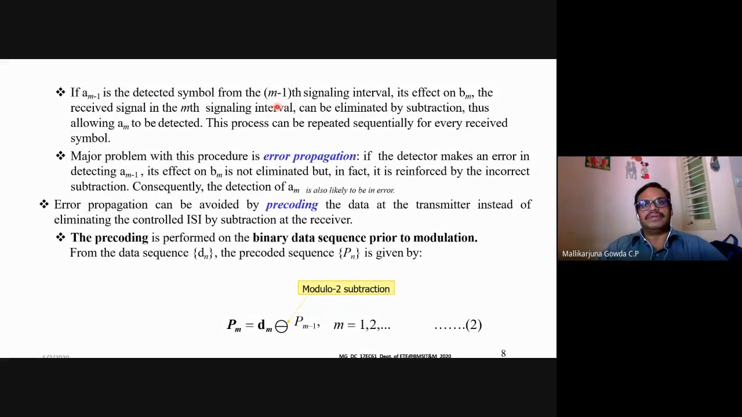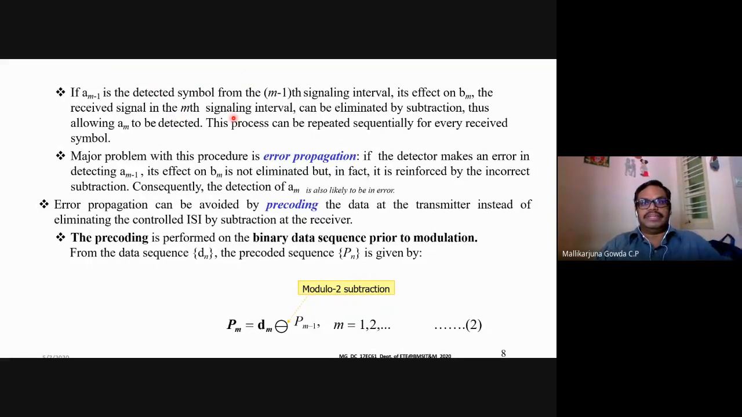the detected symbol from the m minus 1 signaling interval. Its effect on b m, that is the received signal in the m signaling interval, can be eliminated by subtraction. The present and previous pulses overlap each other, their durations overlap, and that we call intersymbol interference. So I will be able to remove the effect of a m minus 1 on a m while detecting b m by doing subtraction.